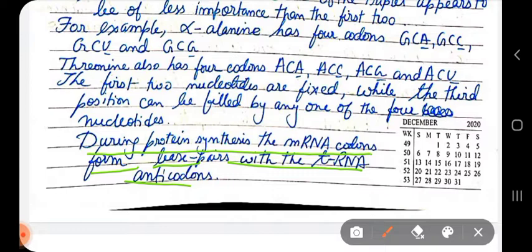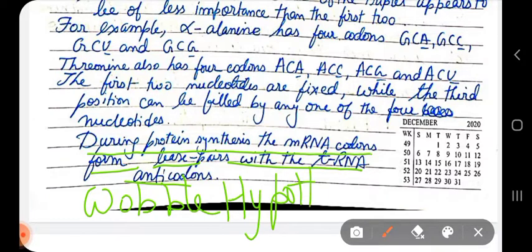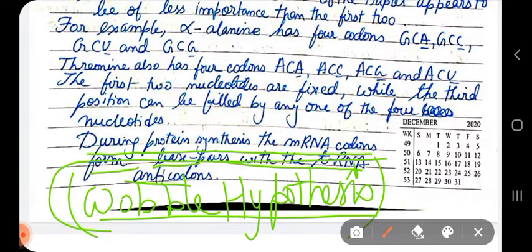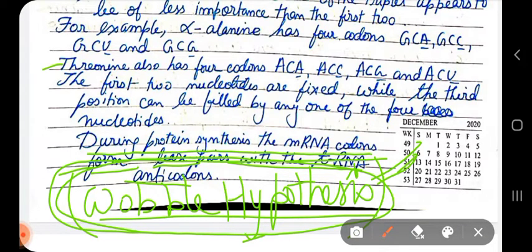There we see a term called the Wobble hypothesis, which can be brought into consideration. This will be discussed in the next lecture. So up to this, I have completed the genetic code. I will discuss the Wobble hypothesis in the next lecture. Okay, so that's all for today.